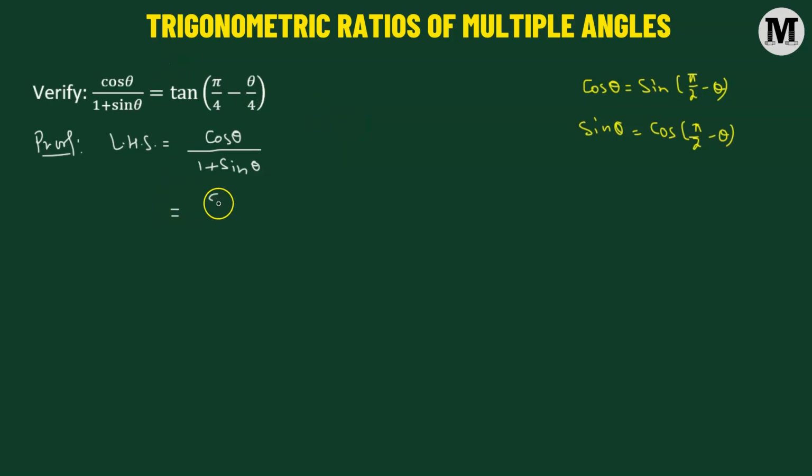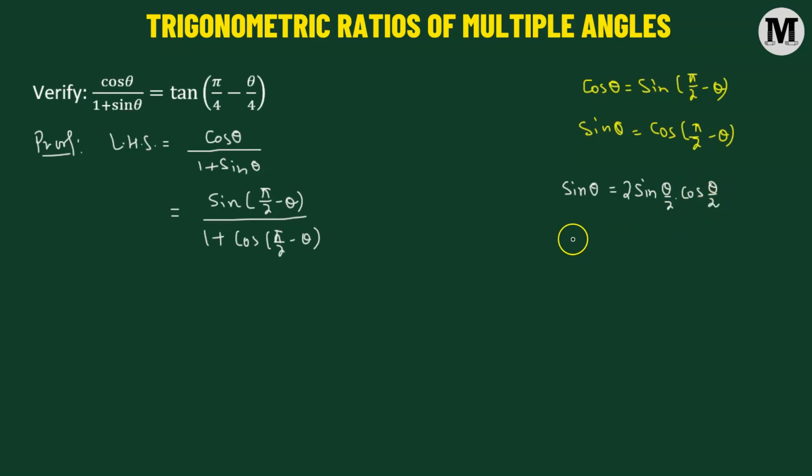So we have sine of angle pi over 2 minus theta divided by 1 plus cosine of angle pi over 2 minus theta. Now the reason why I've converted the cosine to sine and sine to cosine is because now we can apply the formula: sine theta, the sine of the submultiple angle, is given by 2 times sine theta over 2 times cosine of angle theta over 2. And then we have 1 plus cosine theta, so that's equivalent to 2 times cosine squared theta over 2.